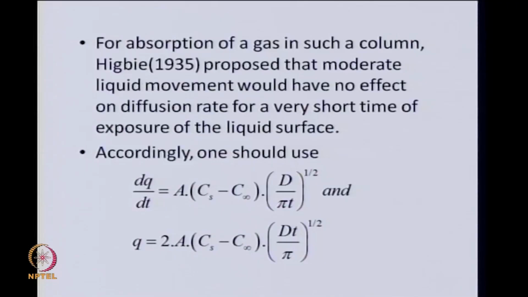That was the same assumption which Higbie makes, and based on that constant time of exposure and unsteady state mass transport, he arrived at these relations. dQ/dt is now A times the concentration difference Cs minus C infinity times a mass transfer coefficient which is now dependent on time, square root of D by pi t, and by integrating that the amount absorbed in given time will come out as Q equal to 2A (Cs minus C infinity) square root of Dt by pi.